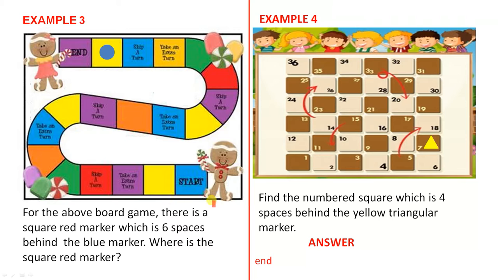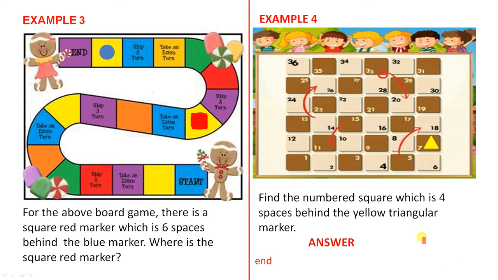So just as in the previous video, we can do the same type of thing here. For the above board game, there is a square red marker which has 6 spaces behind the blue marker. Where is the square red marker? So let's go 6 spaces back. 1, 2, 3, 4, 5, 6. Okay, so here is our square red marker. There it is there.